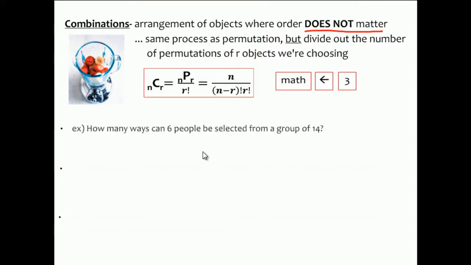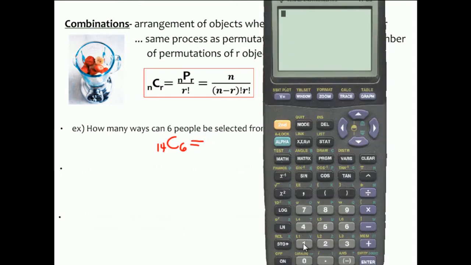So here's an example. How many ways can 6 people be selected from a group of 14? So in this case, we have 14 total people to choose from, and we're taking them 6 at a time. We don't care which order we pick them in, as long as they're in the group, that's all we care about. So on our calculator, we have 14 people. We're choosing them 6 at a time. There's 3,003 ways that you can take 6 people from a group of 14.